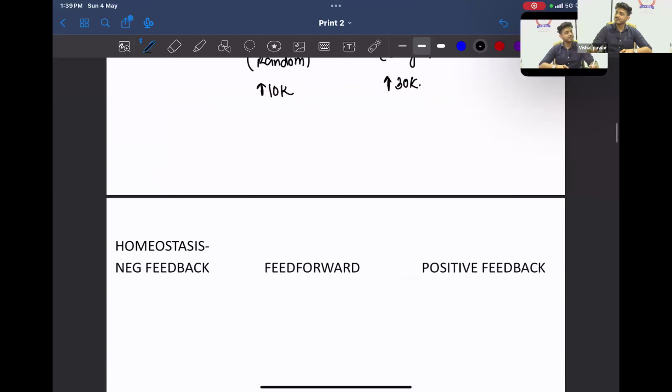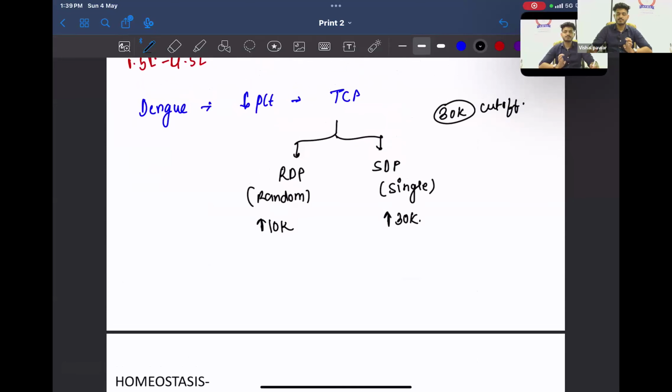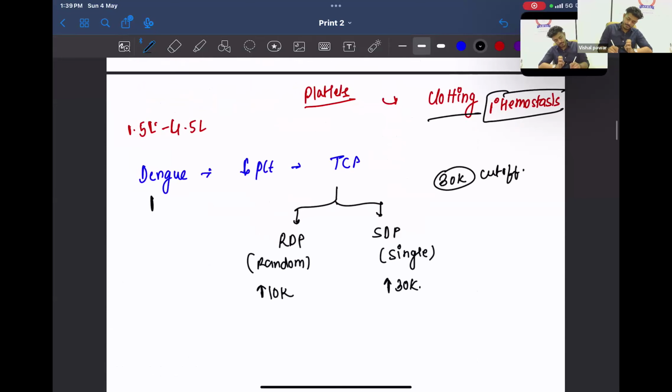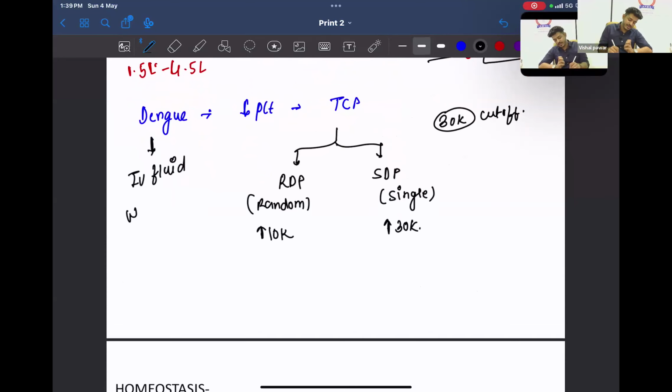What is the ultimate treatment you would like to give in patients of dengue? IV fluids. Remember, in any viral disease, until or unless it is diagnosed, we are only going to give hydration, like water. Like in the case of a normal common cold, we will tell our patient to drink plenty of fluids, lots and lots of fluids he should be taking, right? That is the treatment we would like to give.